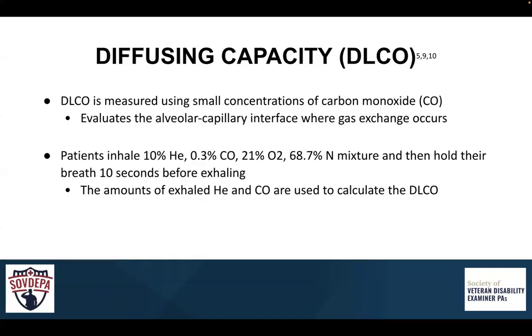Diffusion capacity of the lung. This is a big one, okay, because it's very important to know if you need to order this as an ancillary test after you get your pulmonary function result. So we're going to go into this in detail. Diffusion capacity of the lung for carbon monoxide measures the ability of the lungs to transfer carbon monoxide gas from the alveolus to the capillary in the blood.